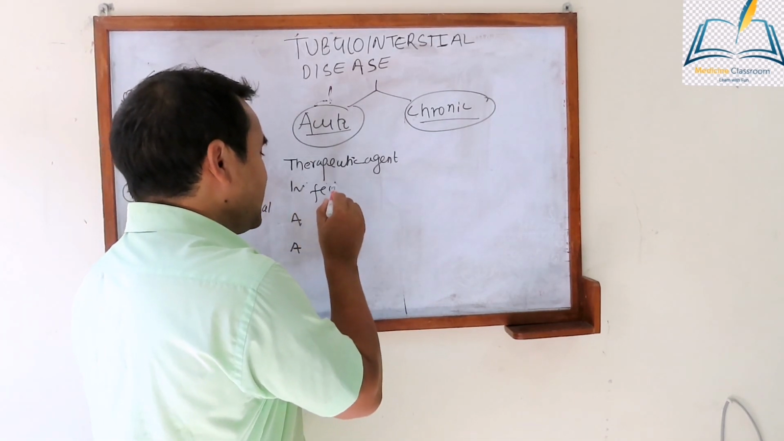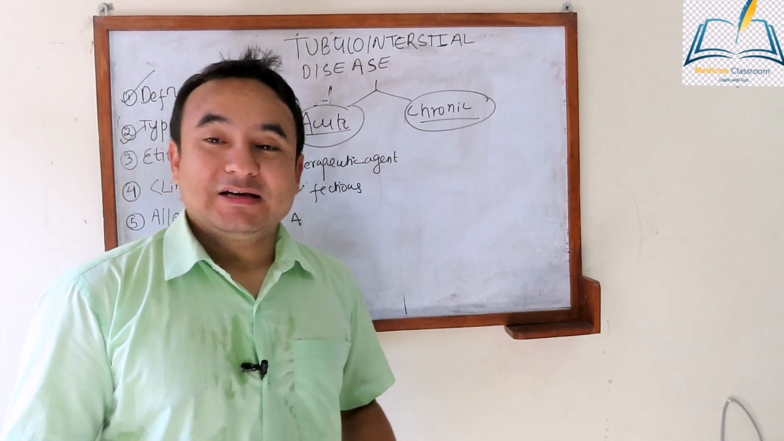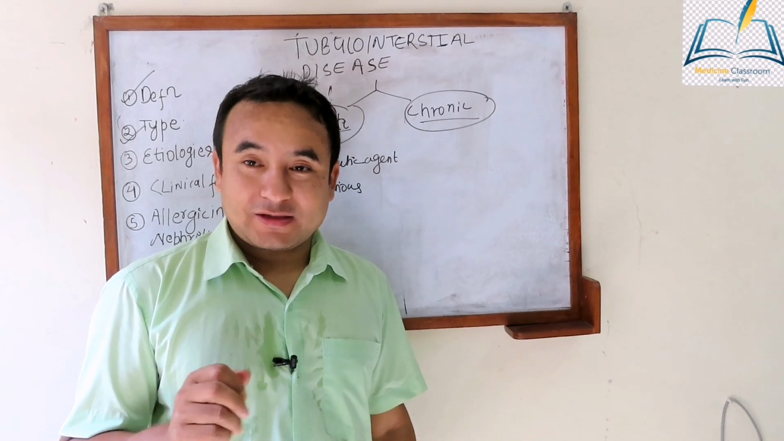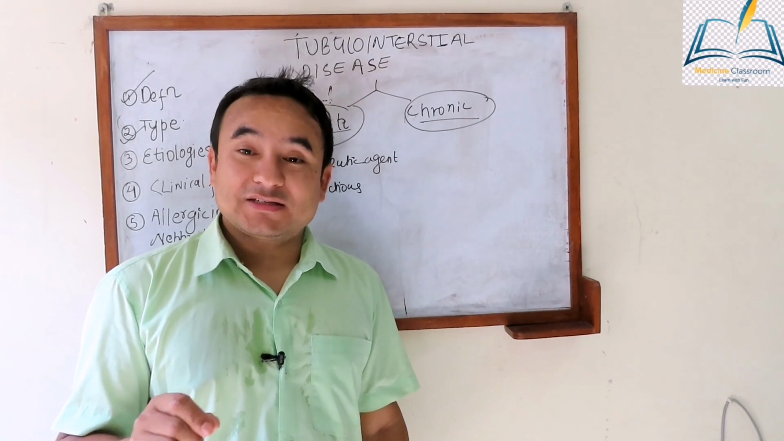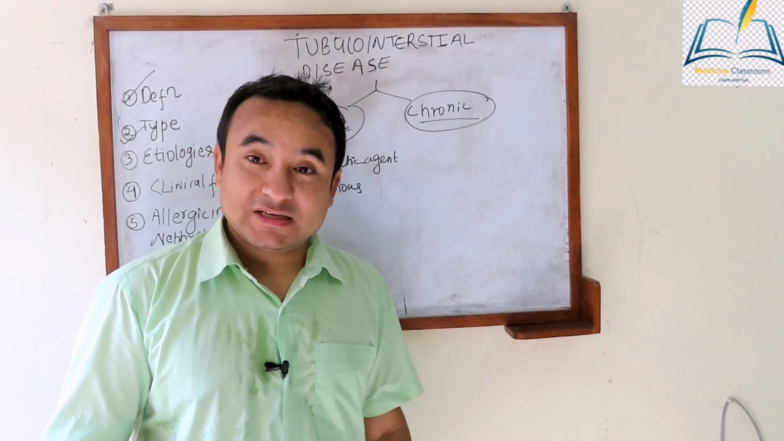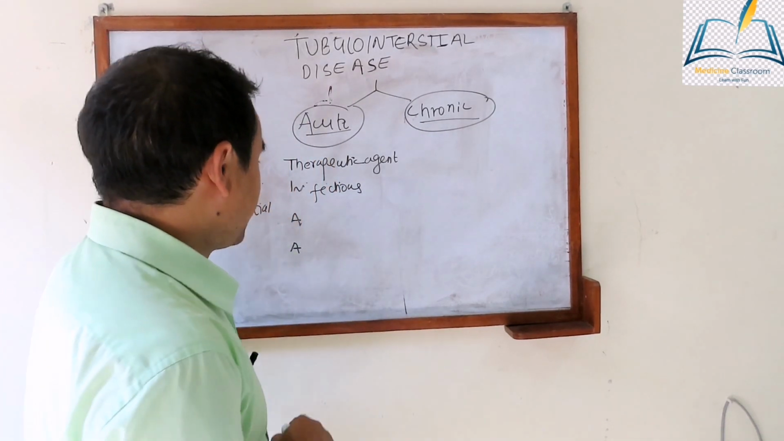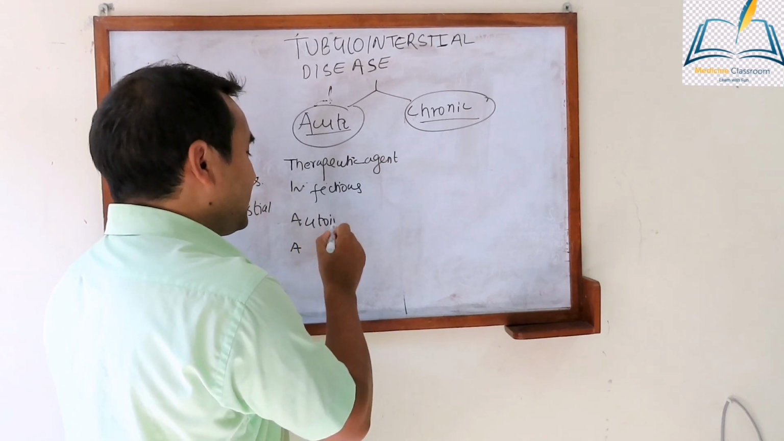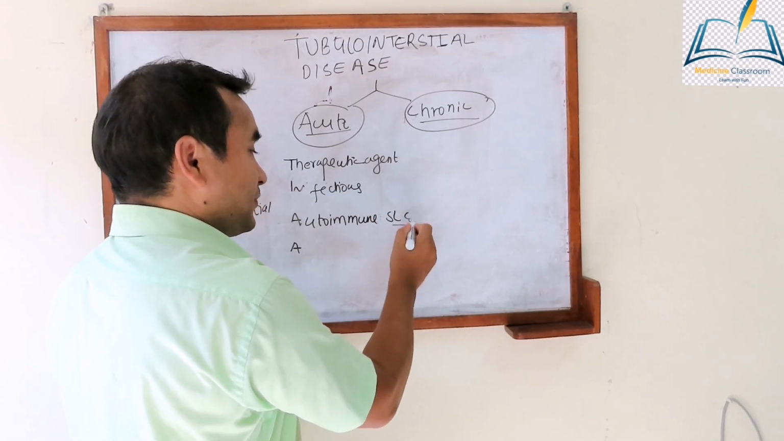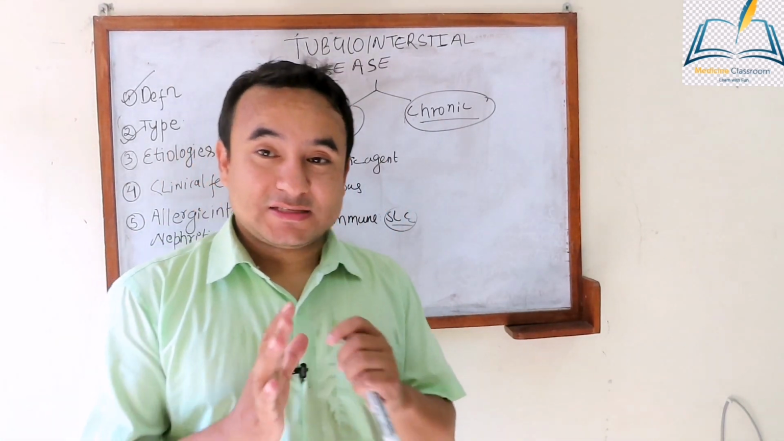IN means infectious cause. There are some infectious causes which can cause tubulointerstitial disease, like bacteria such as Streptococcus, Staphylococcus, and Legionella. Viruses like Epstein-Barr virus and hantavirus can cause it. Even malaria can cause tubulointerstitial disease. So these are the infectious causes. Then A means autoimmune. There are different autoimmune diseases, like SLE, which is one of the important causes.